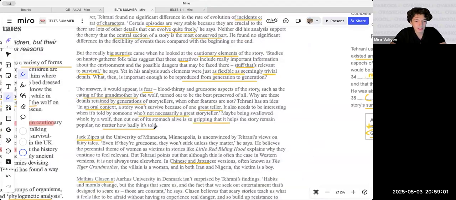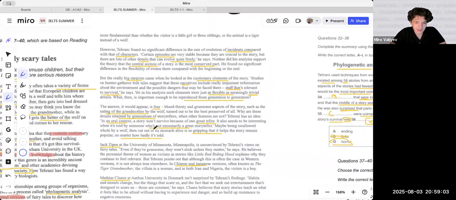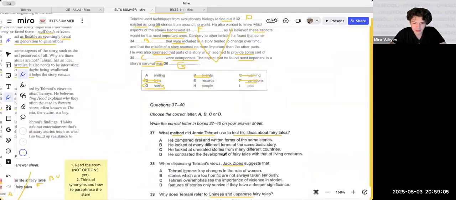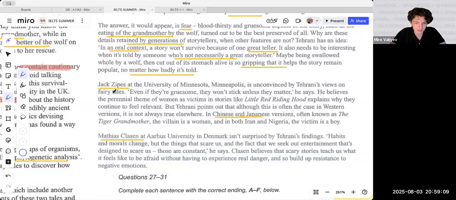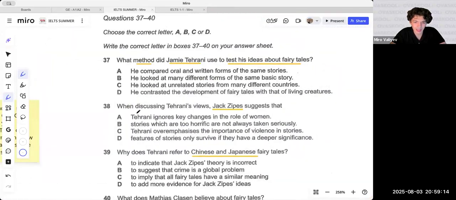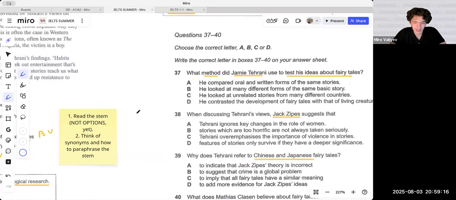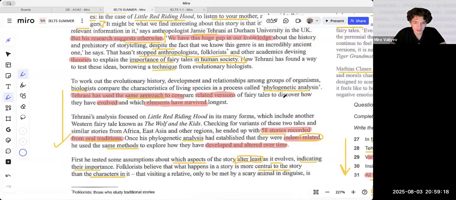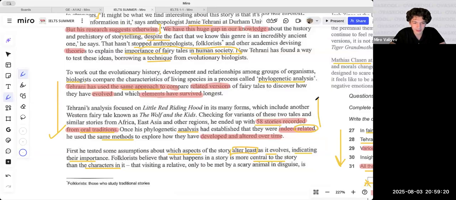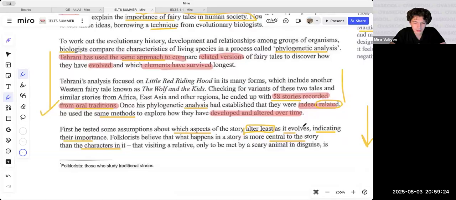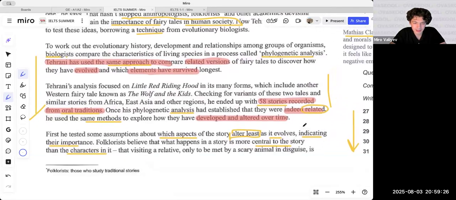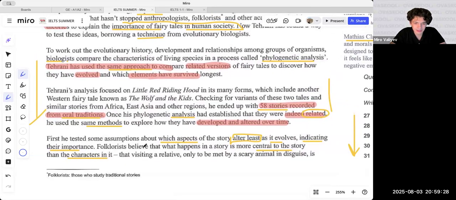All right. The methods. Maybe I'm missing something, because we get to the Jack Zipes part, and it is basically question 38. Let's get back to the method he used. I think they described the method here, the analysis, right? So phylogenetic analysis, he tested certain assumptions.